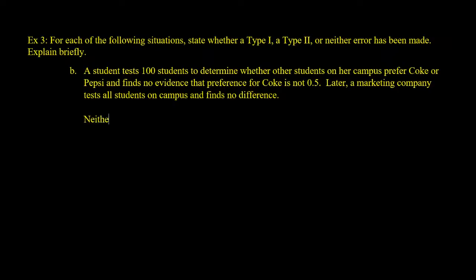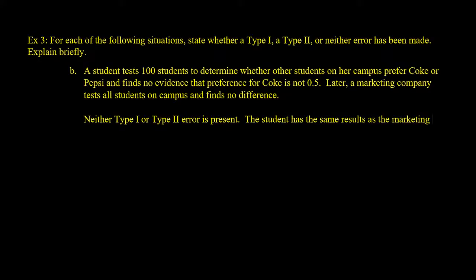So neither type 1 or type 2 error is present here. The student had the same results as the marketing company's census, so there is no error.